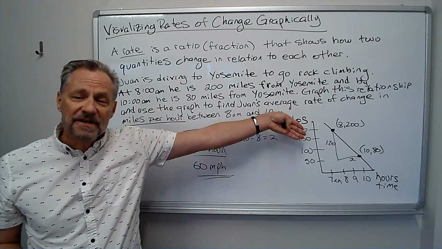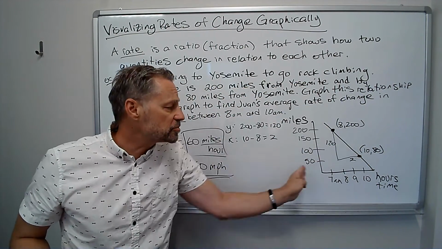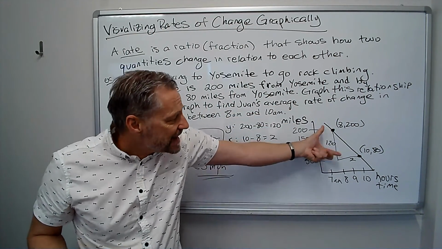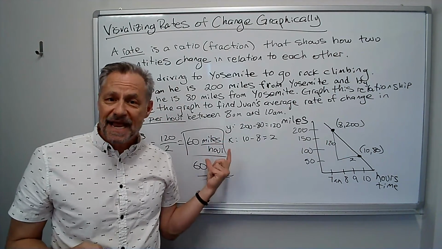But graphically, that's what I'm talking about. I can see my distance from Yosemite is getting smaller and smaller as time goes on. And so I've got the graph, and I can use that graph if I want to just find the average rate of change.